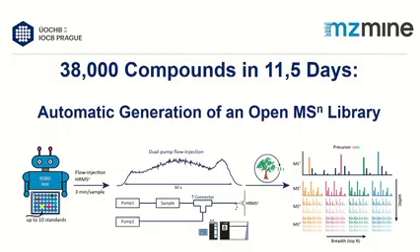So as you can see from the title, we acquired 38,000 compounds in 11 and a half days for one polarity, so 23 days in total if we wanted to acquire in positive and negative mode. Of course, it's very specific for the method that we applied, so maybe you need more, but yeah.